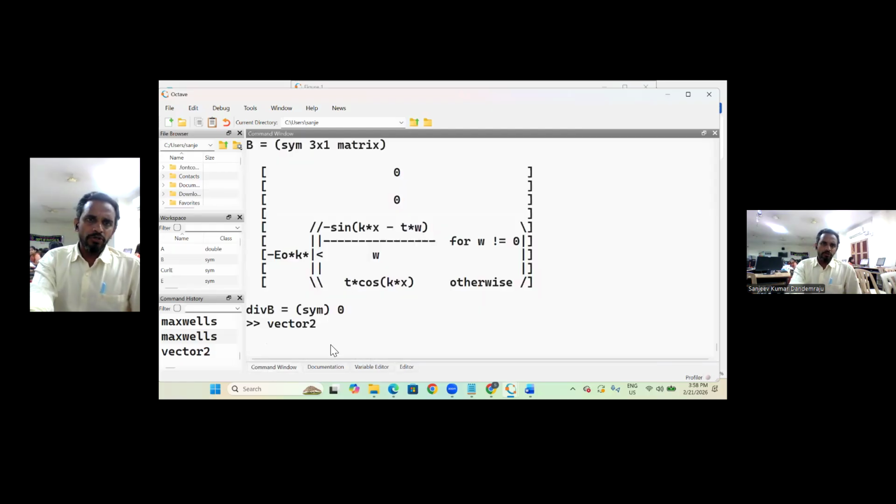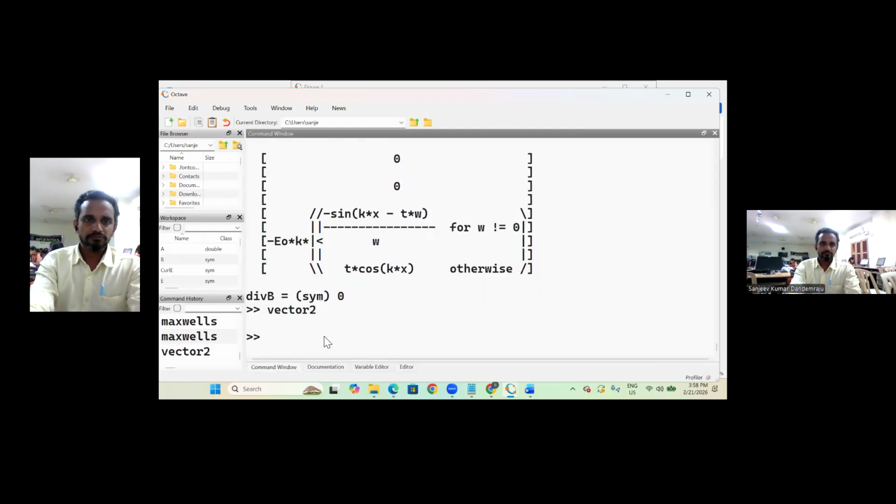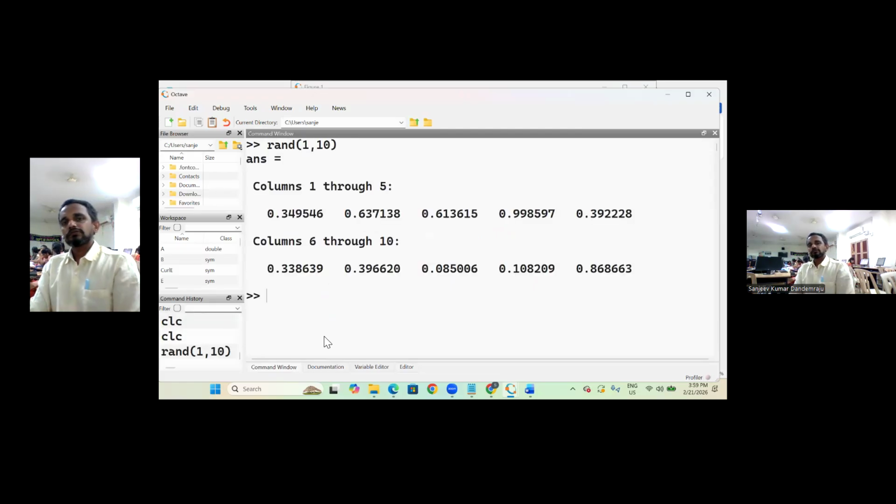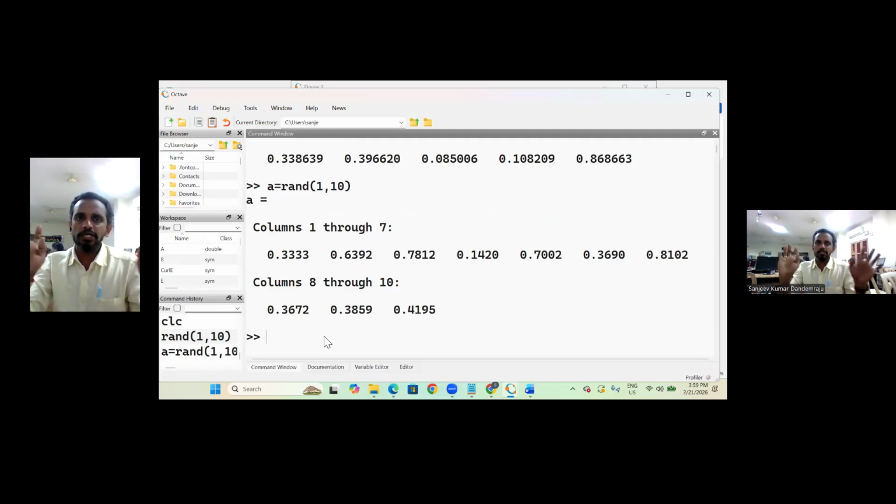Better go to the command window. CLC to clear the command window and type rand 1 comma 10. So it generates 10 random numbers. Let's say I call it A. A is equal to rand 1 comma 10, so that the data is stored.